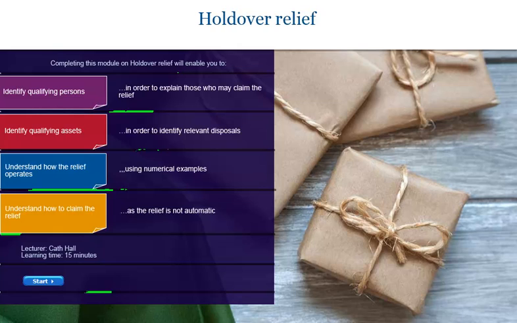This module on holdover relief, or gift relief if you prefer, will enable you to understand when the relief is available to individuals and its effect on relevant transactions.